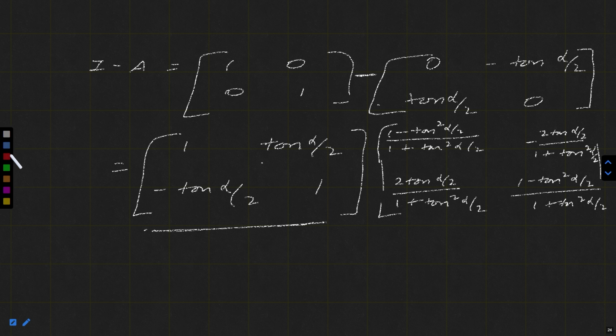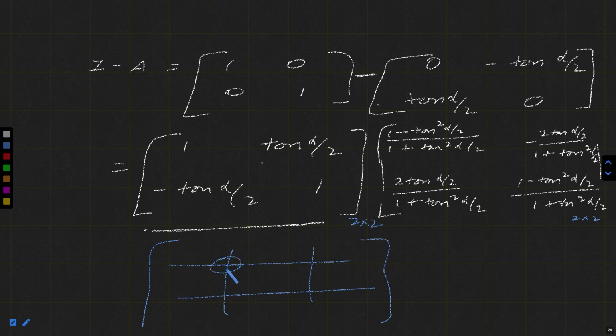Now just do the matrix multiplication operation. So how will we do it? Quite simple. This is of order 2 cross 2. This is also of order 2 cross 2. Eventually you will get your matrix of order 2 cross 2. This means 2 rows, 2 columns.